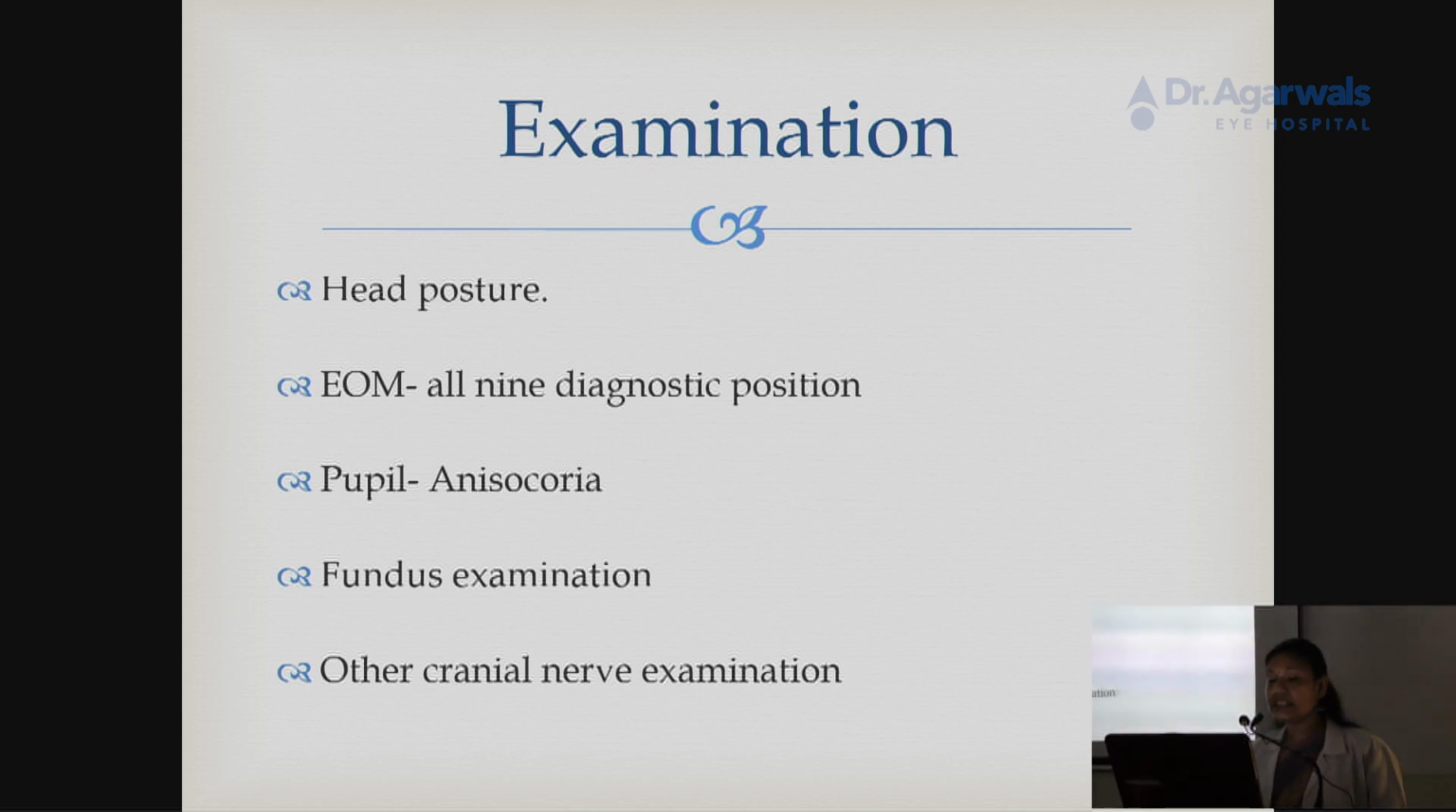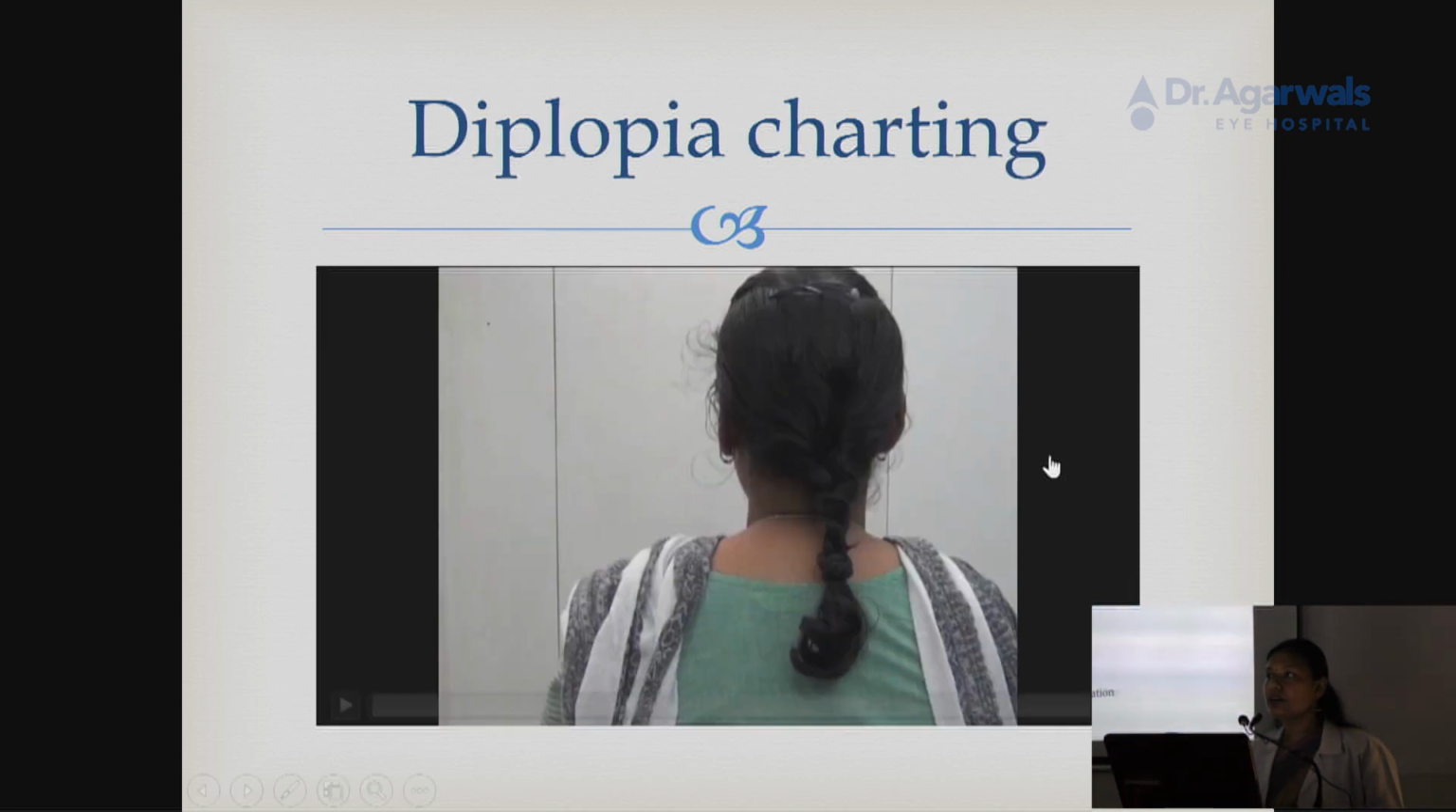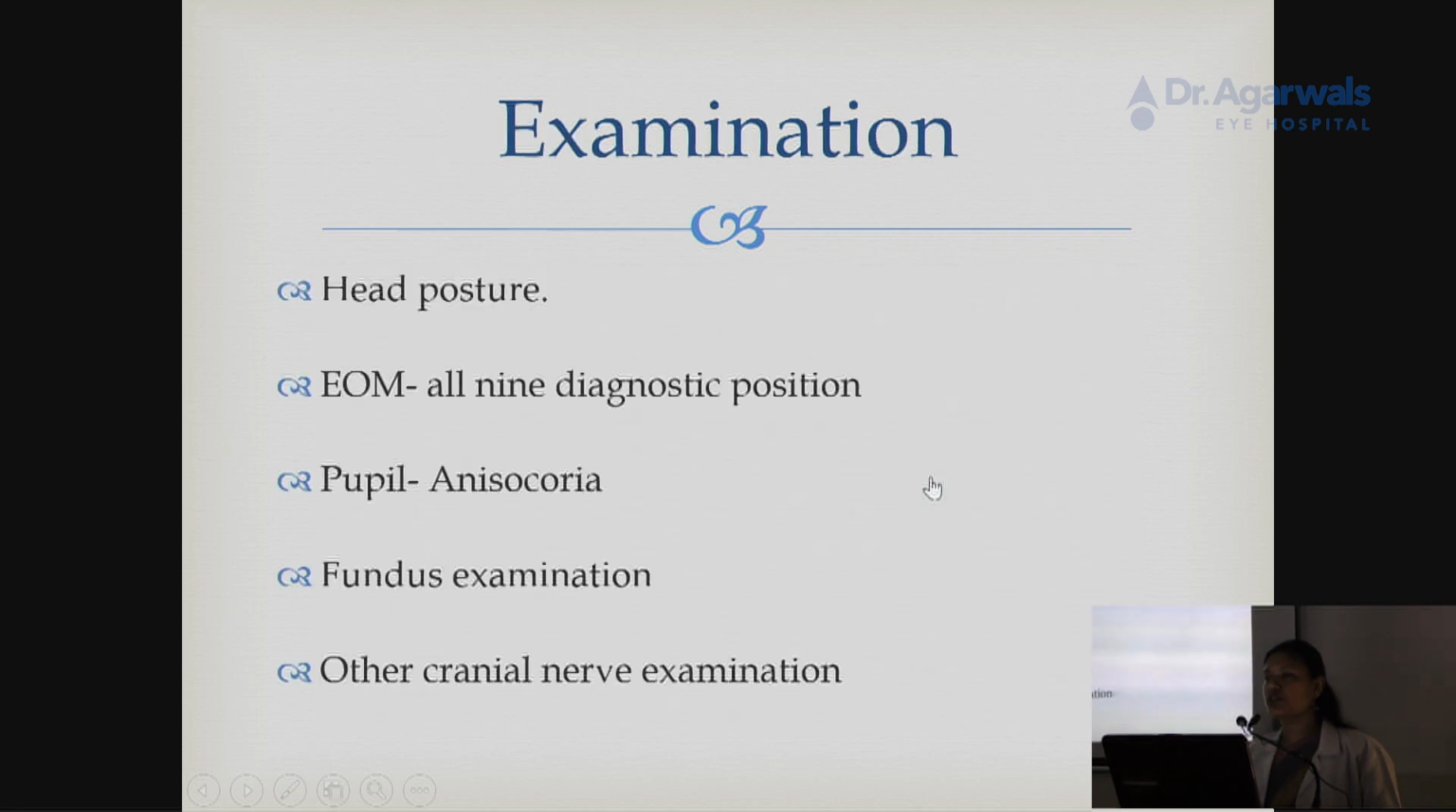And fundus examination, why? To look for disc edema, to rule out whether there is any papilledema which is causing a 6th nerve palsy. And other cranial nerve examination: whether any other associated cranial nerves are involved or not has to be examined. Apart from the routine vision and other things which we normally do for cranial nerve palsy, these are the important points which we have to look for.